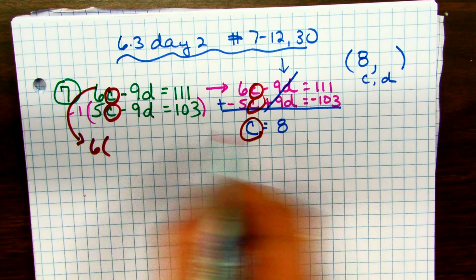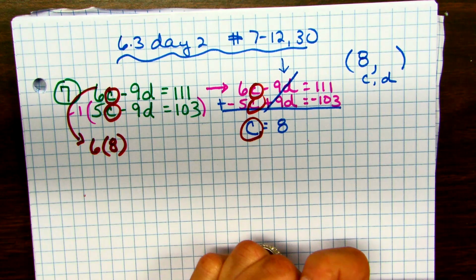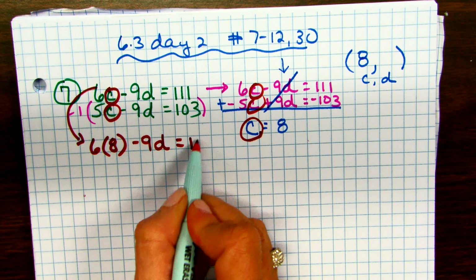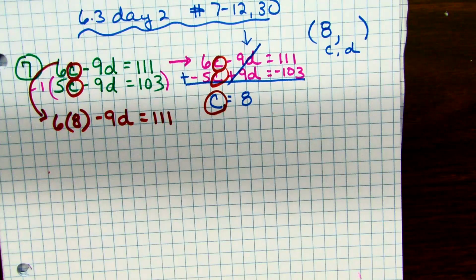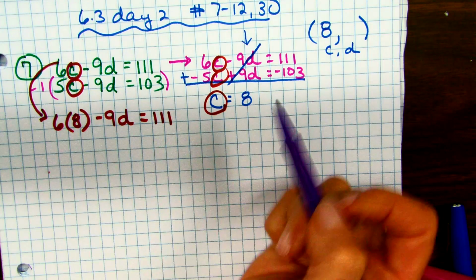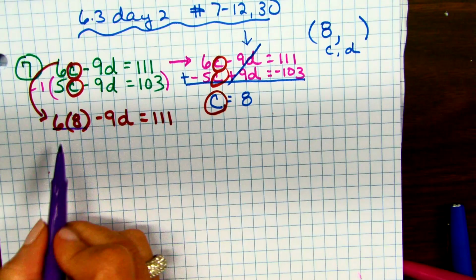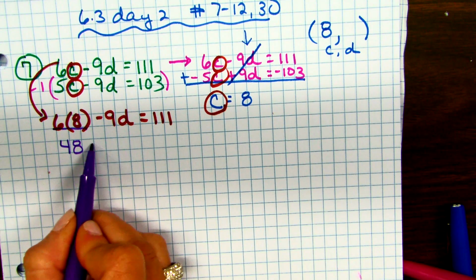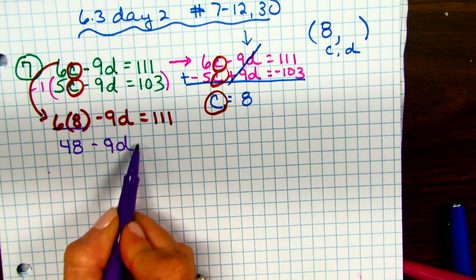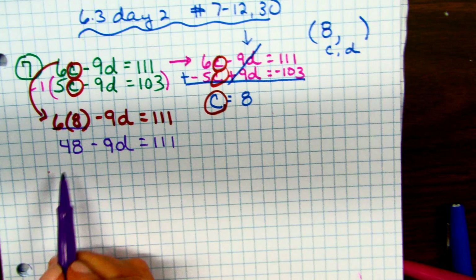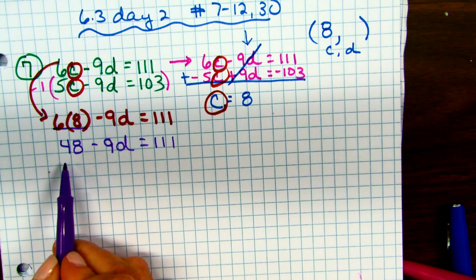6 times C. C is 8, right? Minus 9D equals 111. We need to figure out what that is. That's 48. Remember your goal. You're trying to get D by itself. This is that equation solving I feel like you guys should really be good at now. We want D by itself. So I'm going to move this 48. Am I going to add 48 or subtract 48?